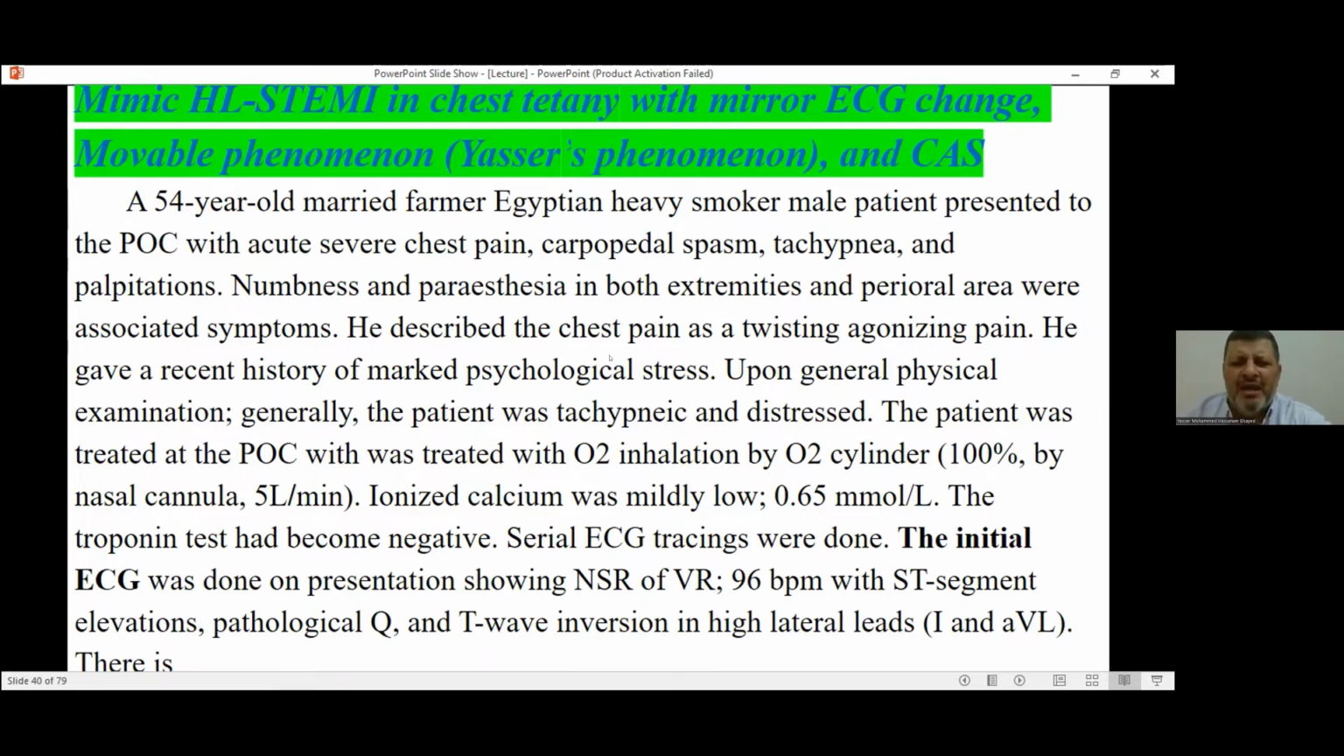What name? Chest tetany. New description: severe twisting, agonizing pain. He gave a recent history of marked psychological stress. Upon physical examination, the patient was tachypneic and stressed. The patient was only treated with oxygen inhalation, 5 liters per minute. Ionized calcium was mildly low. Troponin test was negative. Serial ECG, let us see.